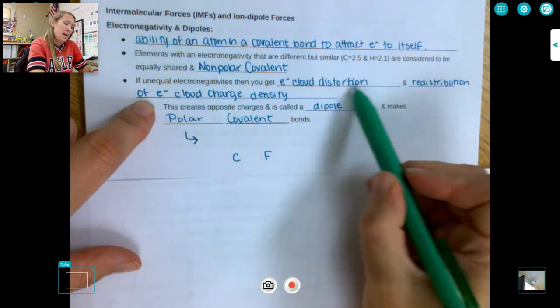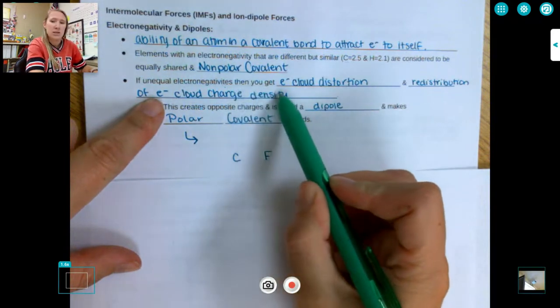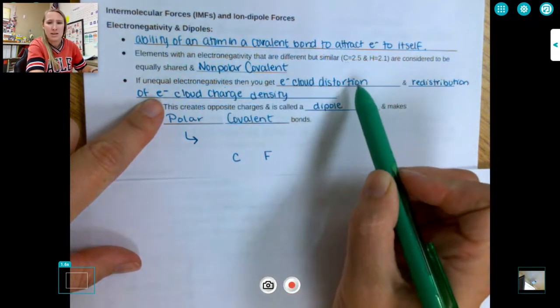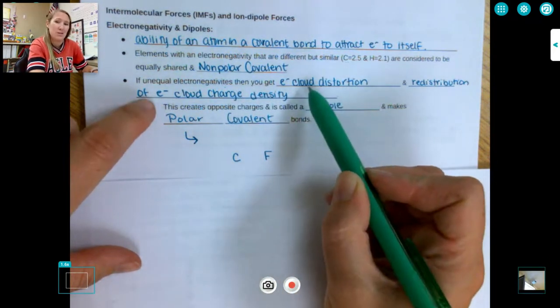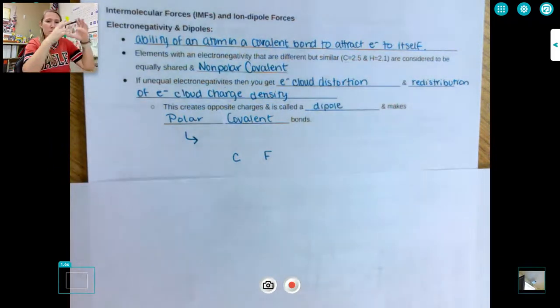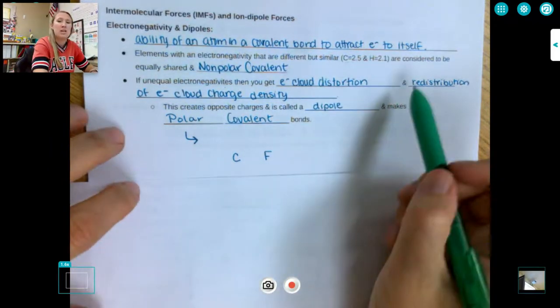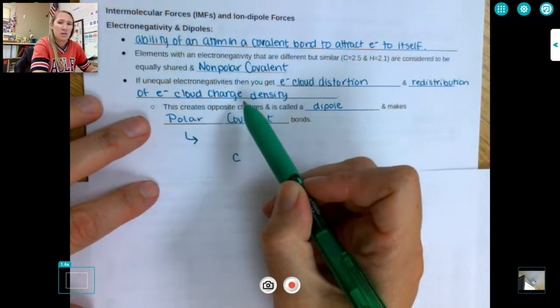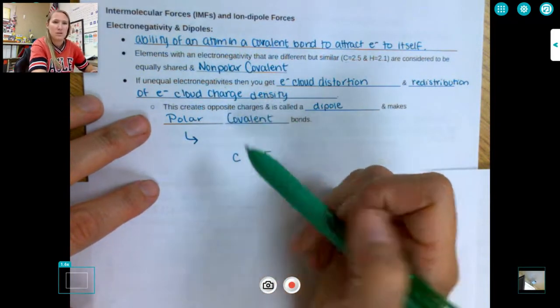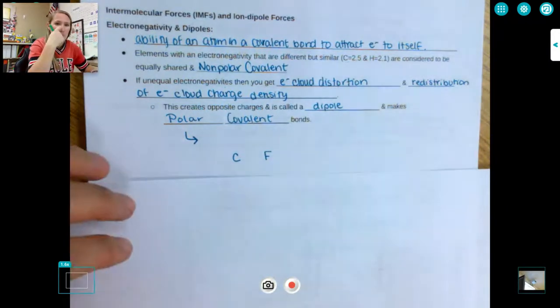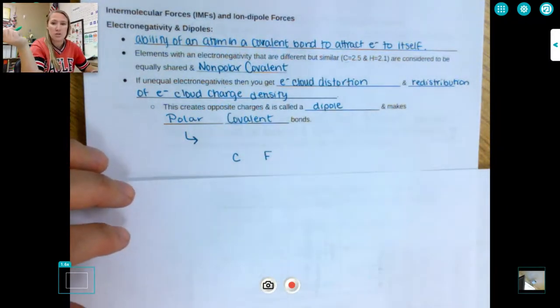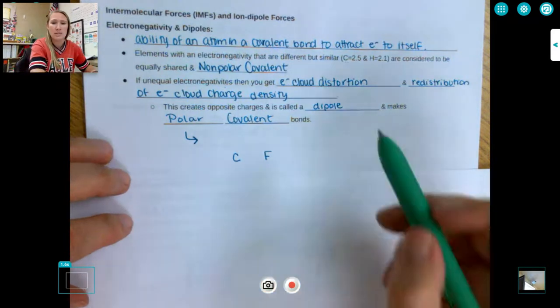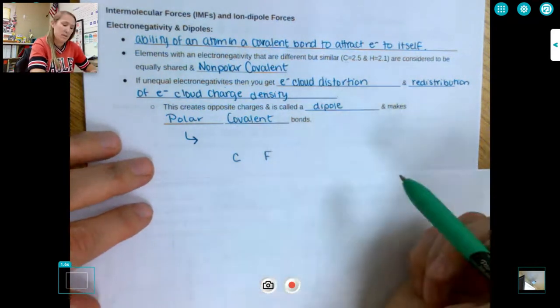Swarm of bees. And when I change the electronegativities and I have a really electronegative element next to one that's not very electronegative, well, my electron cloud is going to shift. Okay, and when it shifts, it's going to redistribute. So I'm going to have a redistribution of the electron cloud charge density. In other words, it's going to be denser in one area versus another. So this creates opposite charges called dipoles, which we've talked about, and makes a polar covalent bond.